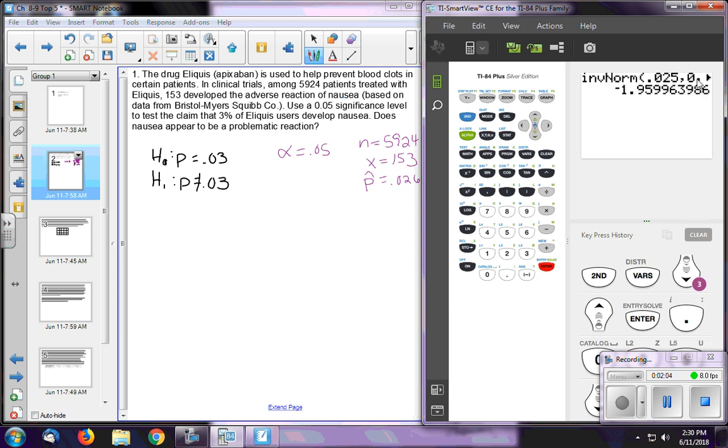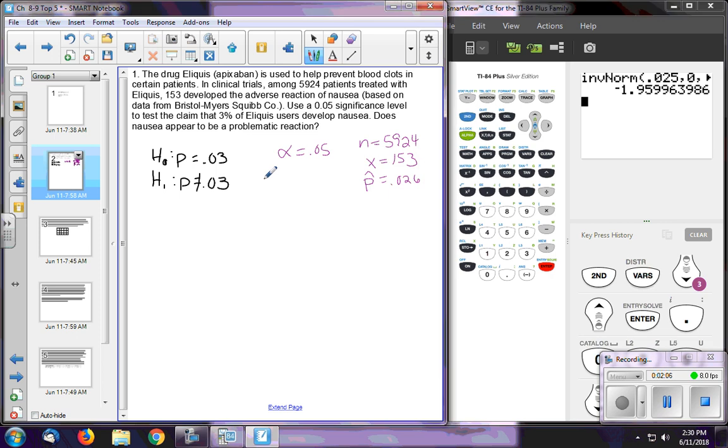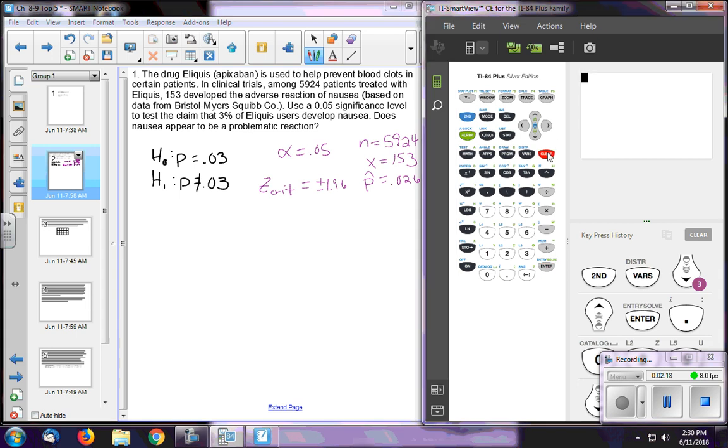Giving us our critical values of positive and negative 1.96. Don't forget that when you're dealing with two-tailed tests, it's always symmetric, positive and negative. Using the calculator, we can perform this hypothesis test, or of course you can do this by hand with the formulas if you choose to.